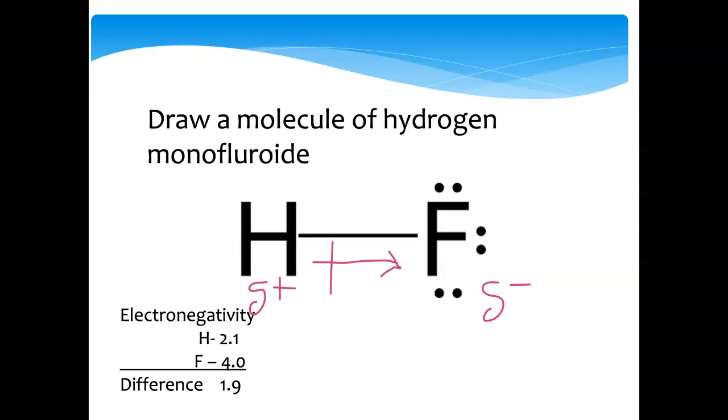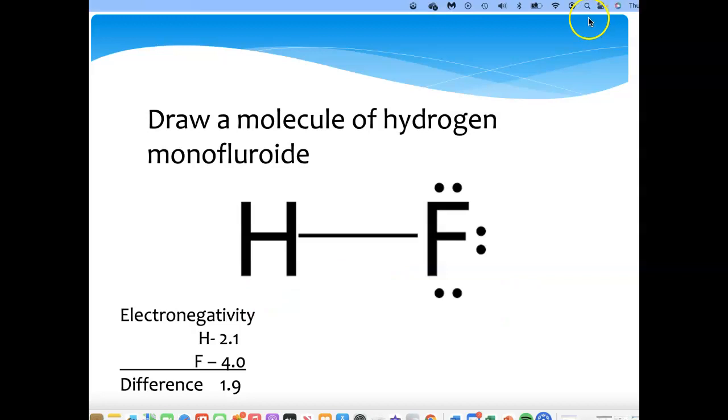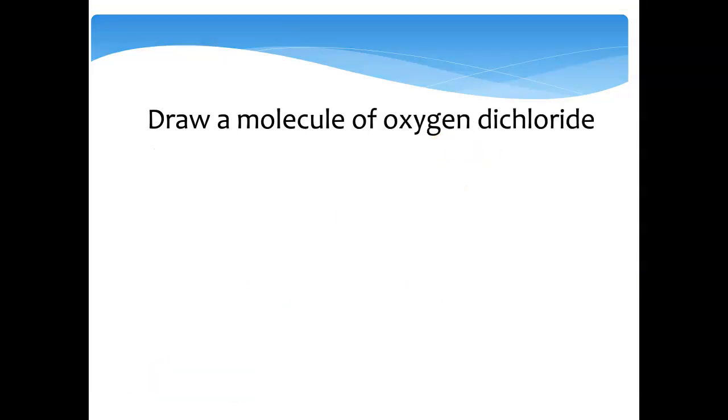And so in this linear molecule we do have a polar bond, and because of the shape of the molecule and the difference in electronegativity, we also have a polar molecule. Hopefully you were thinking that as well. So let's go ahead and take a look at our next one.